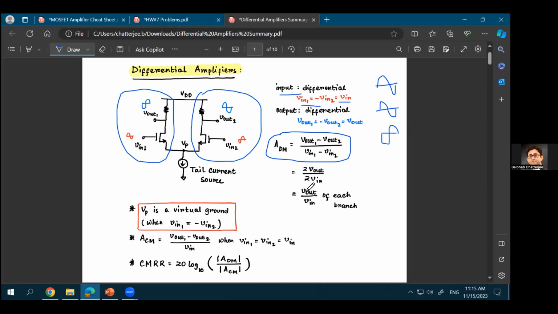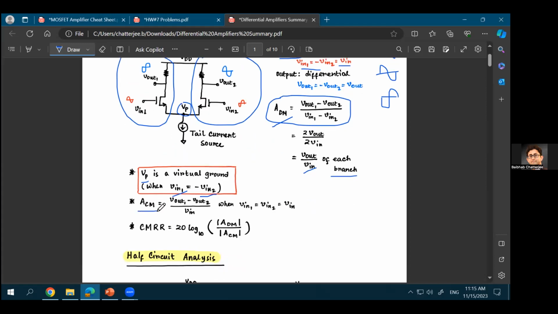Now, if that is the case, then the differential mode gain is nothing but Vout over Vin of each of the branches. And you know each of the branches is a common source. So the overall differential gain is equal to the individual gains of each of the differential input branches. Whatever gain you have in each of those common source branches, that would be the overall differential gain as well. The point Vp is a virtual ground. So this point is a virtual ground when your Vin1 is equal to minus Vin2, that is, Vin1 and Vin2 are 180 degrees opposite in phase.